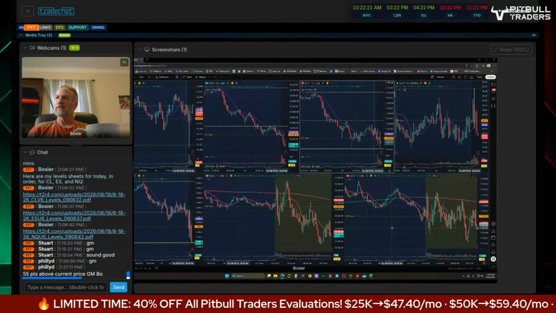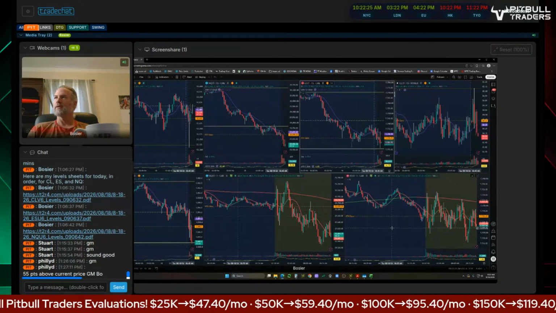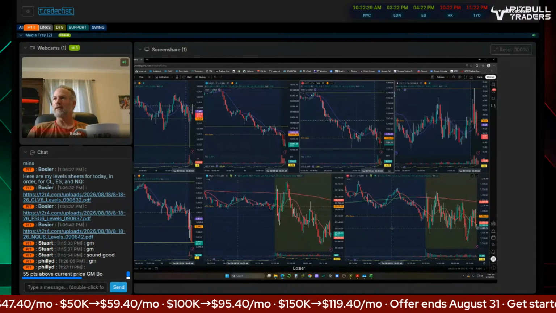Let's see, we've got a pretty good recovery in Google here. Pretty much closed its gap, is near flat on the day now.